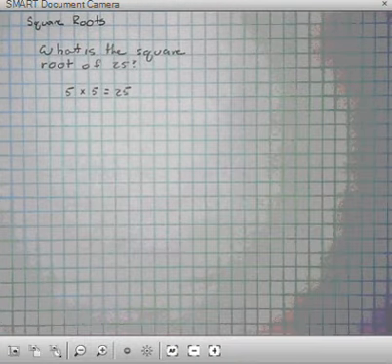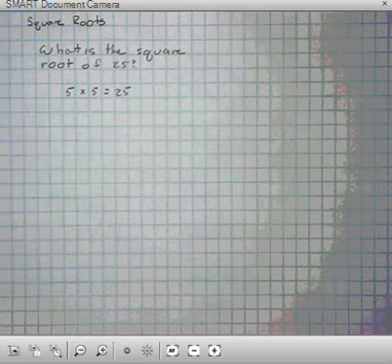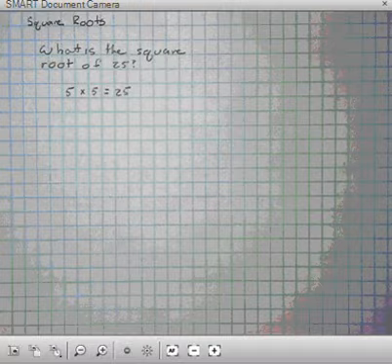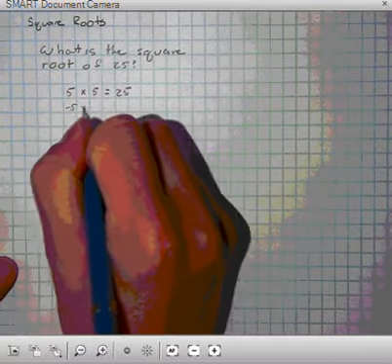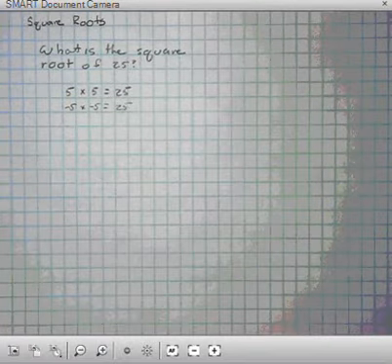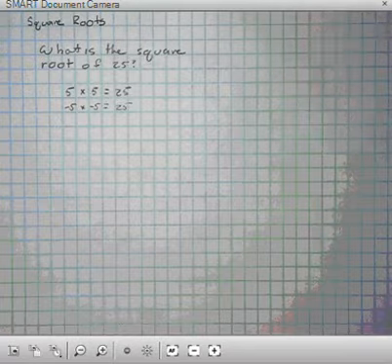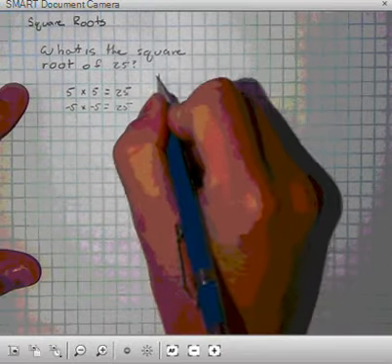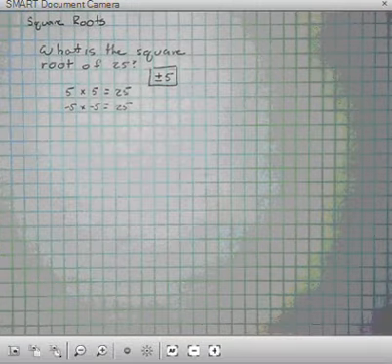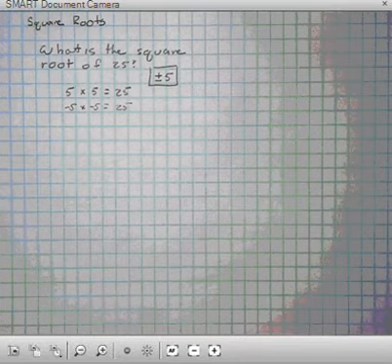Is there any other number that I can multiply times itself to get 25? Emily? Negative 5 times negative 5 also gives me a positive 25, remembering our multiplication properties. So when we ask for just what is a square root of a number, it actually has 2 square roots. It has both a positive and negative square root. So every square root will have both a positive and negative.